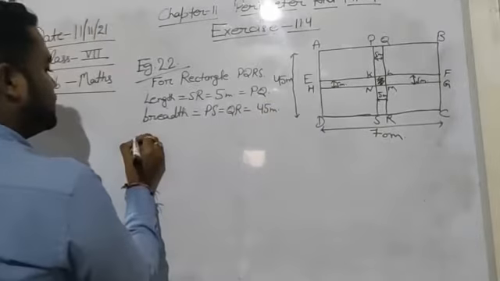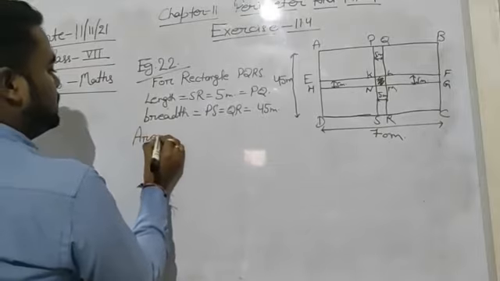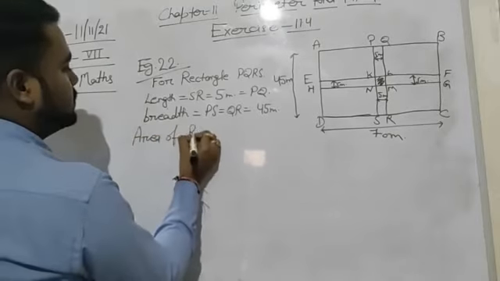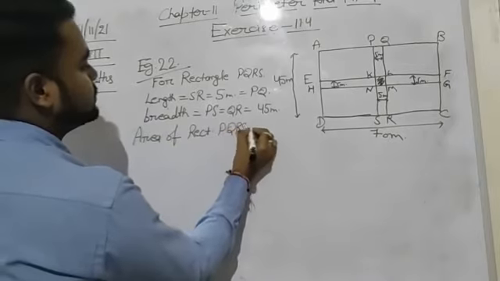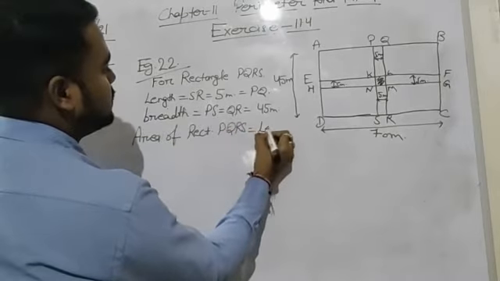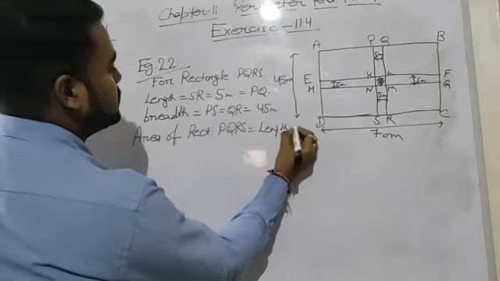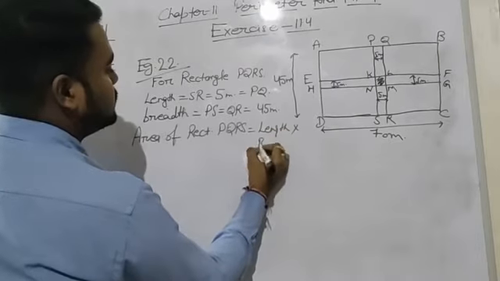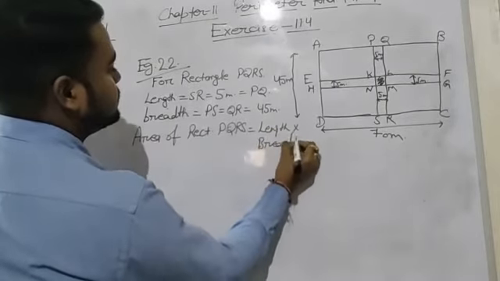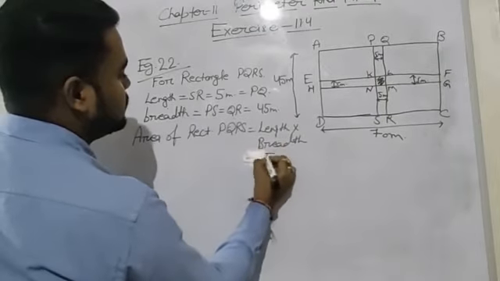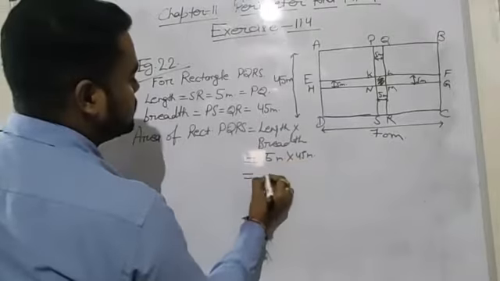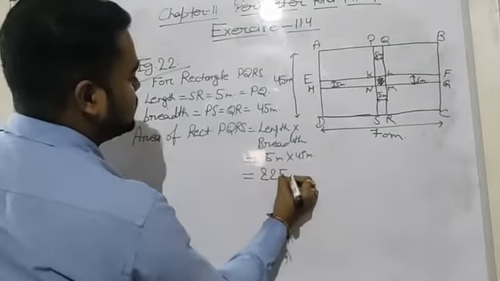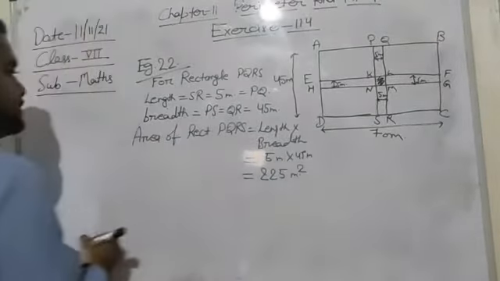Now we can easily calculate the area of rectangle PQRS, that is length into width, 5 meter into 45 meter gives 225 meter square.